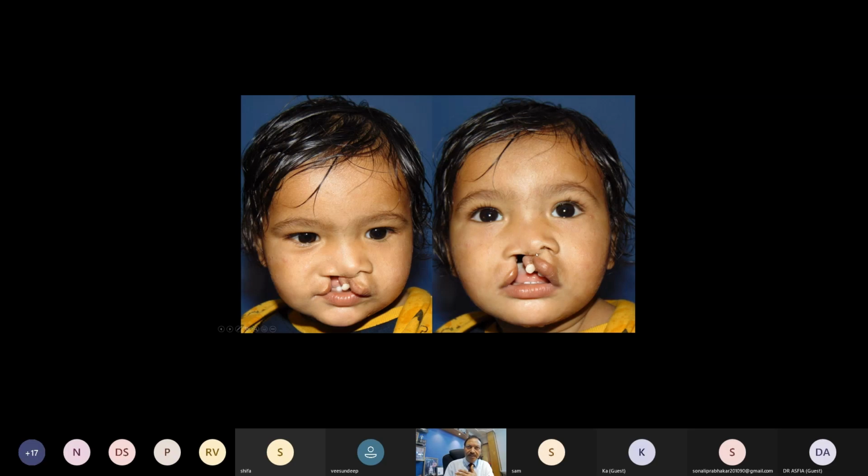So if you imagine the medial crura is going like this, and this side of alar cartilage is going in this direction, and on the cleft side, the alar cartilage is going like this. So there is a lot of space between the two medial crura and the apex of the alar cartilages.